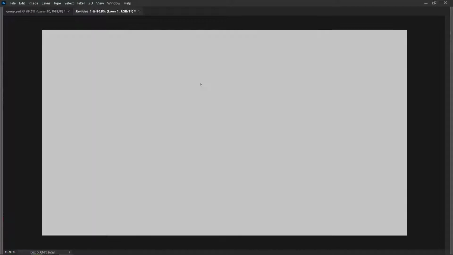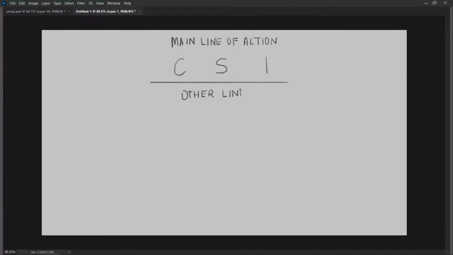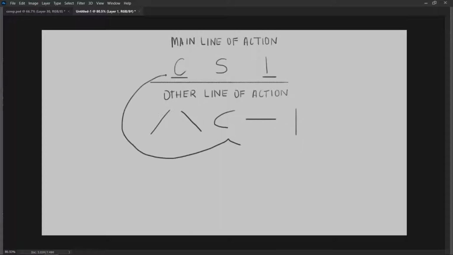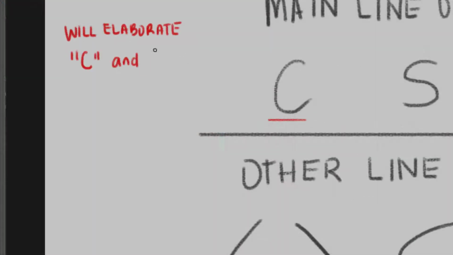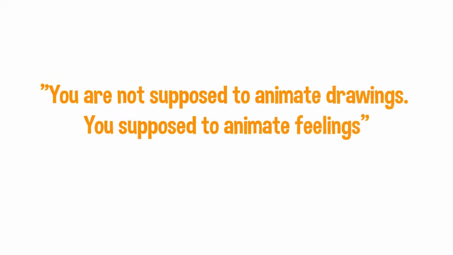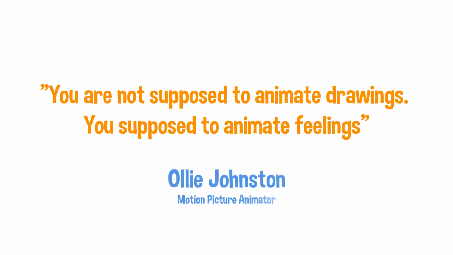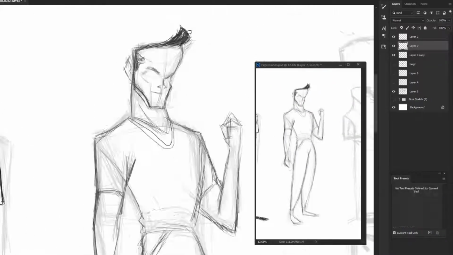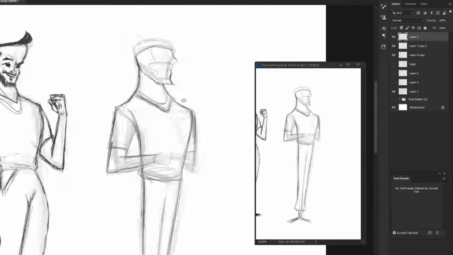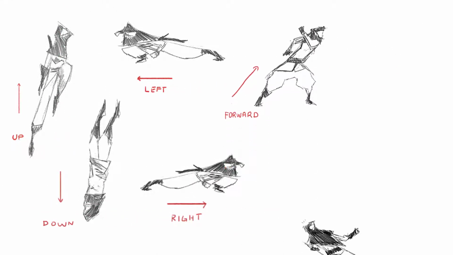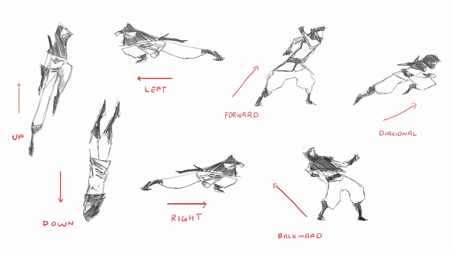Since we already know about the main lines of action, now we are going to learn about the diagonal, curves, straights, and horizontal lines, which are also considered other lines of action. "You are not supposed to animate drawings, you're supposed to animate feelings," Ollie Johnston said. As I told you, it all begins in the gestures. You can do it in so many ways like up, down, left, right, forward, backward, and diagonal.